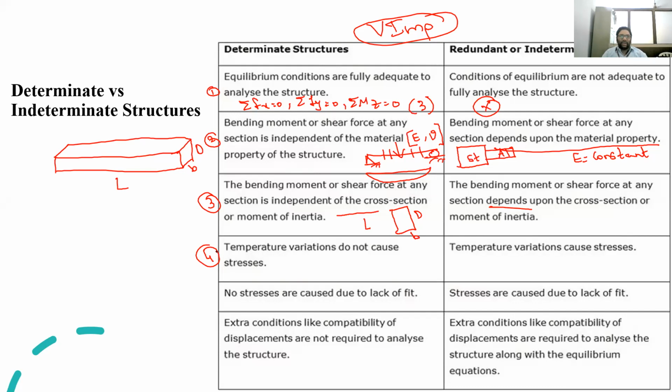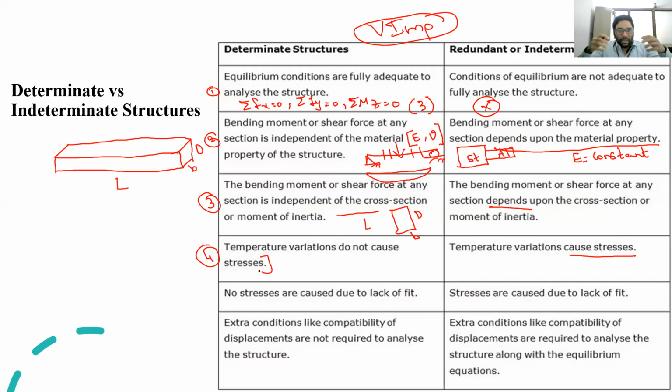Now, if you take a steel structure, that steel member, because of an increase or decrease in temperature, it will undergo some sort of change in behavior. But if it is a determinate structure, it does not cause any stress. But if it is an indeterminate structure, it will cause some stress. And we will try to see how this is possible in the coming chapters.